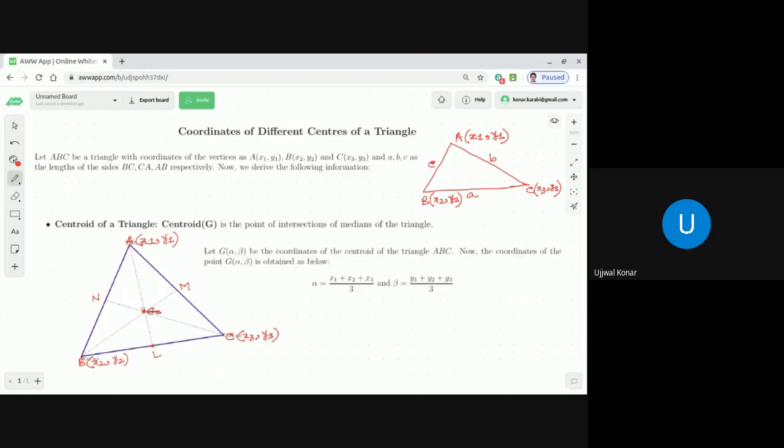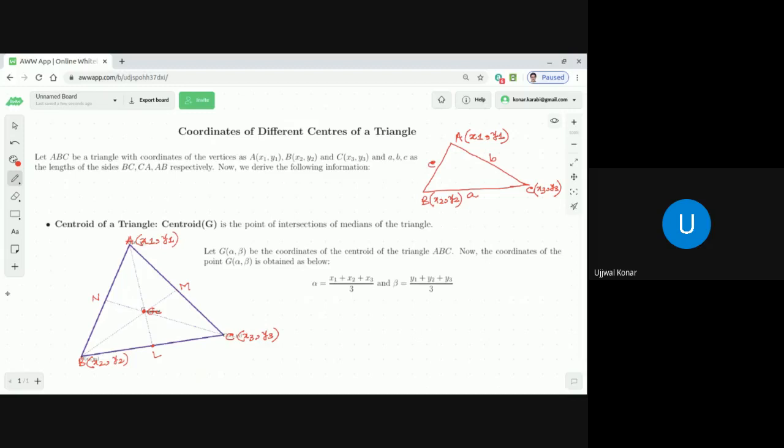So it says that let G(alpha, beta) be the coordinates of the centroid of the triangle ABC. Now, the coordinate of the point G(alpha, beta) is obtained as alpha equal to (x1 + x2 + x3)/3, and beta is equal to (y1 + y2 + y3)/3. Okay, so this is what is called a centroid of a triangle.